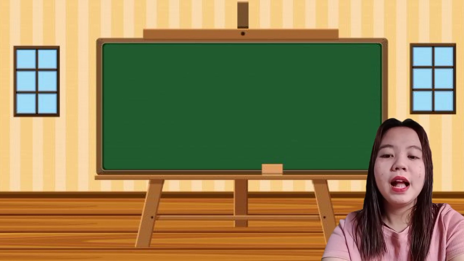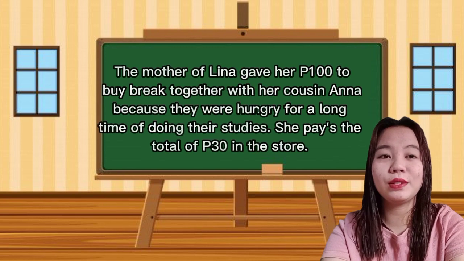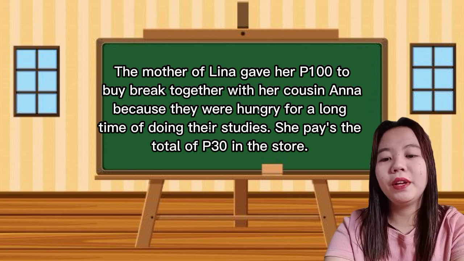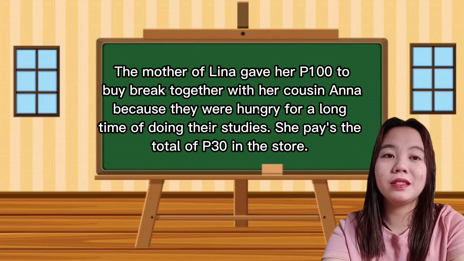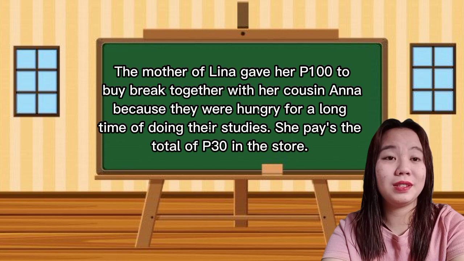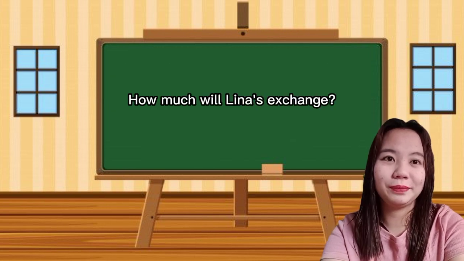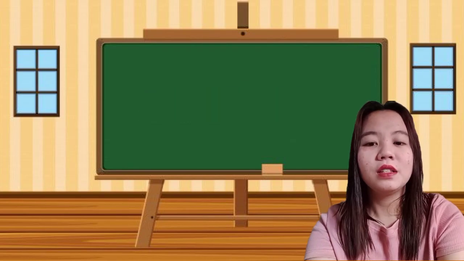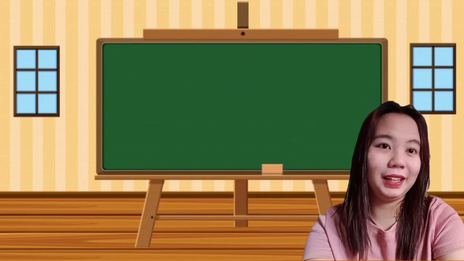Number 2. The mother of Lina gave her 100 pesos to buy bread together with her cousin Anna because they were hungry from a long time of doing their studies. So she pays a total of 30 pesos at the store. How much will Lina's change be? Yes, very good. It is 70 pesos. So 100 minus 30 equals 70.